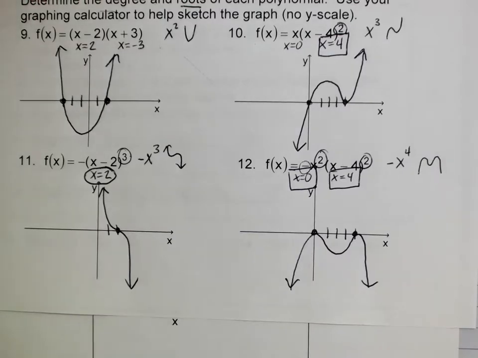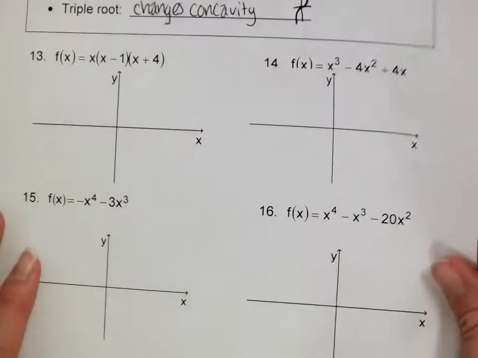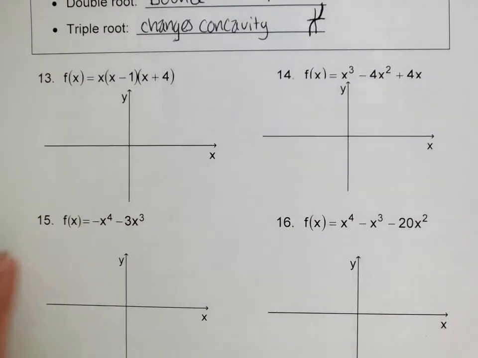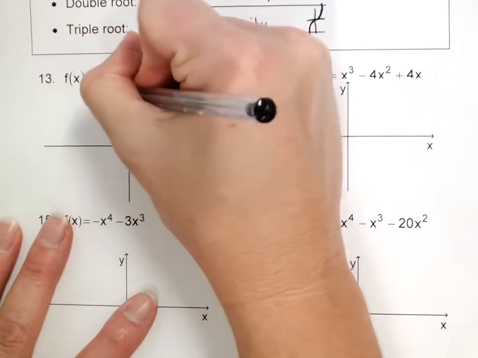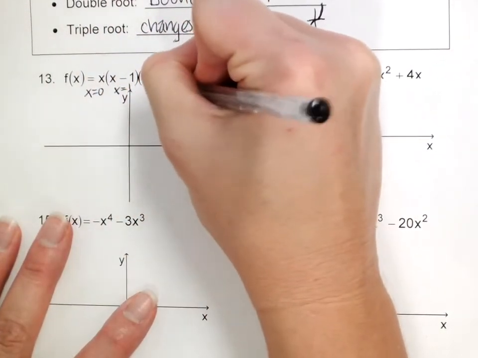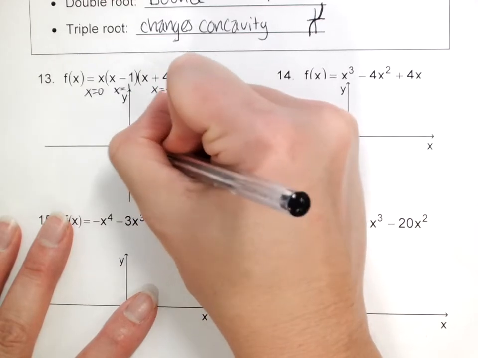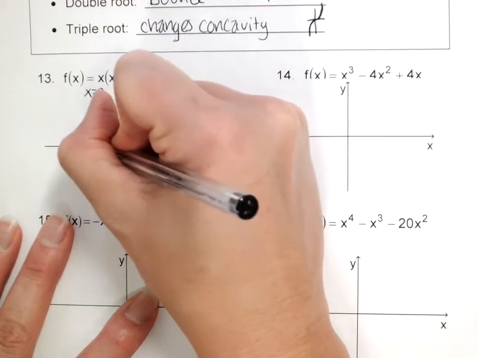Okay, let's do just a couple more. We have a couple more here in our notes. Question number 13. Again, you have your roots here: x equals 0, x equals 1, x equals negative 4. So that's the first thing I'm going to do. 0, 1, negative 1, 2, 3, 4.